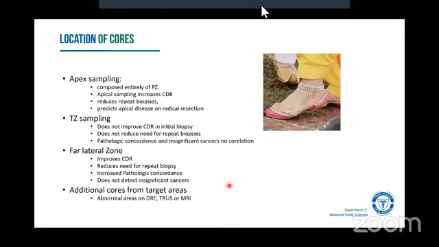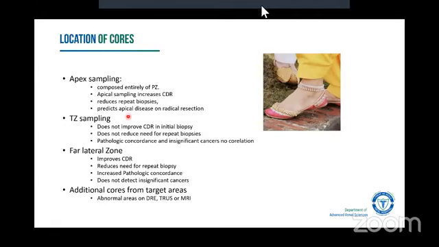Well, as we talked about in the slide earlier, most of the cancers are located in the peripheral zone. This is what is known as a Punjabi Jyoti. You see this pink area here, the shoe is actually representative of the peripheral zone, and the foot itself is representative of the transition and the central zone. So if you biopsy from the apex, it is composed entirely of peripheral zone, gives you an increased CDR, and reduces the need for repeat biopsies, and it also predicts the apical disease, residual apical disease on radical resection.